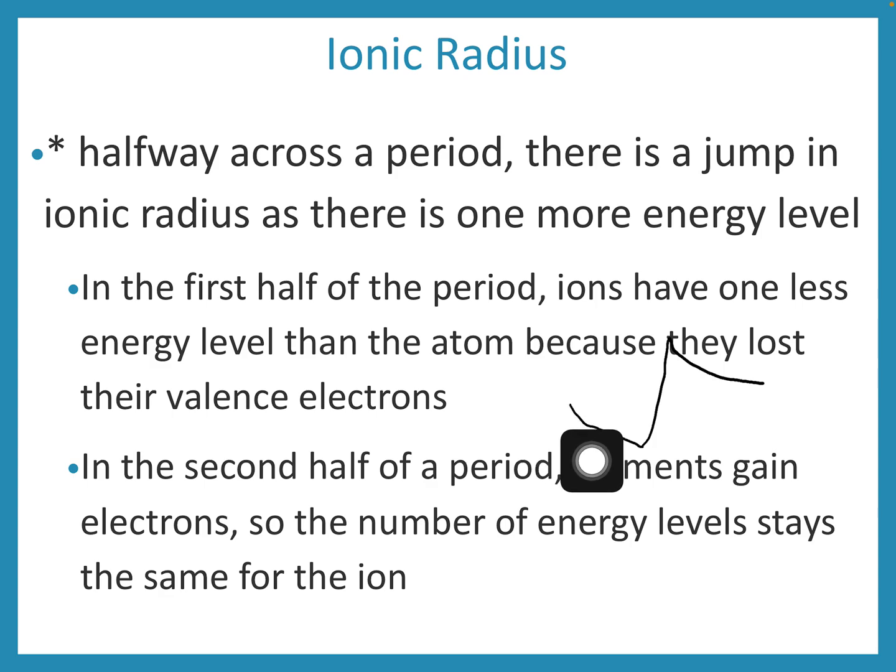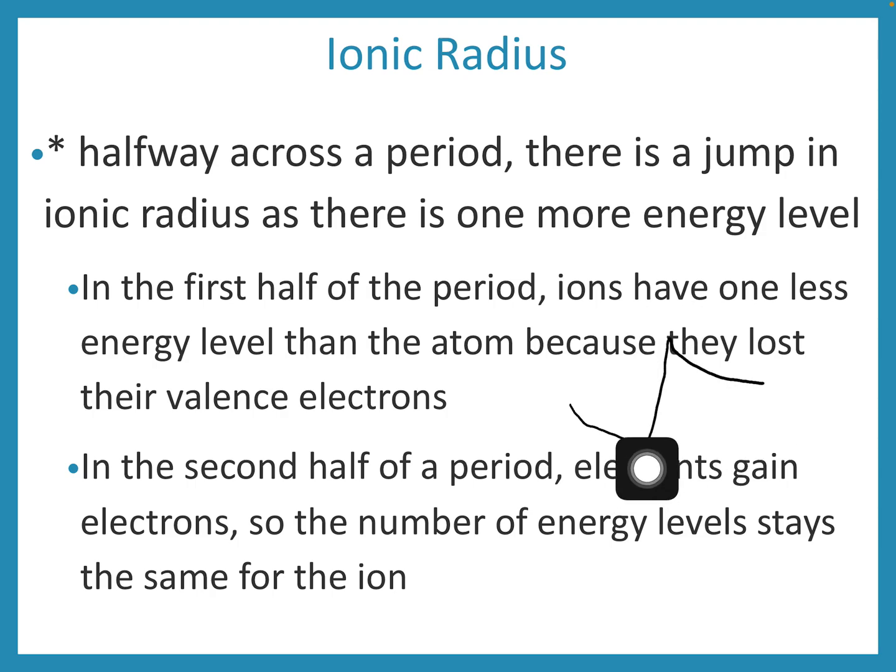As we move across, we're adding more protons, which is increasing that charge, the attraction between the positively charged protons and the negatively charged electrons, and that pulls the electrons in tighter. So that's what happens from here to here, and it's also what happens in the second half of the period. So as we move along, there is an increase in protons, and that means an increase in the charge, pulling the electrons in more tightly, making the size of the ion smaller.